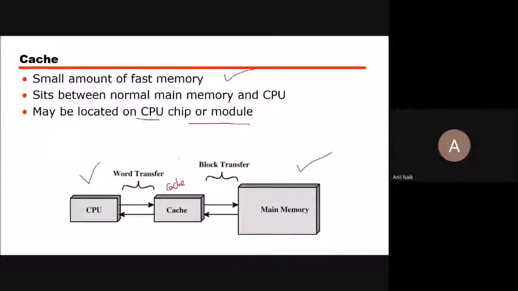So there is a data transfer whenever the CPU requests data. First it will search in the cache memory. If it is present in the cache memory, then it will give the response to the CPU. If it is not present, then it will go to the main memory and fetch the data. Okay, so that is the cache memory operation.